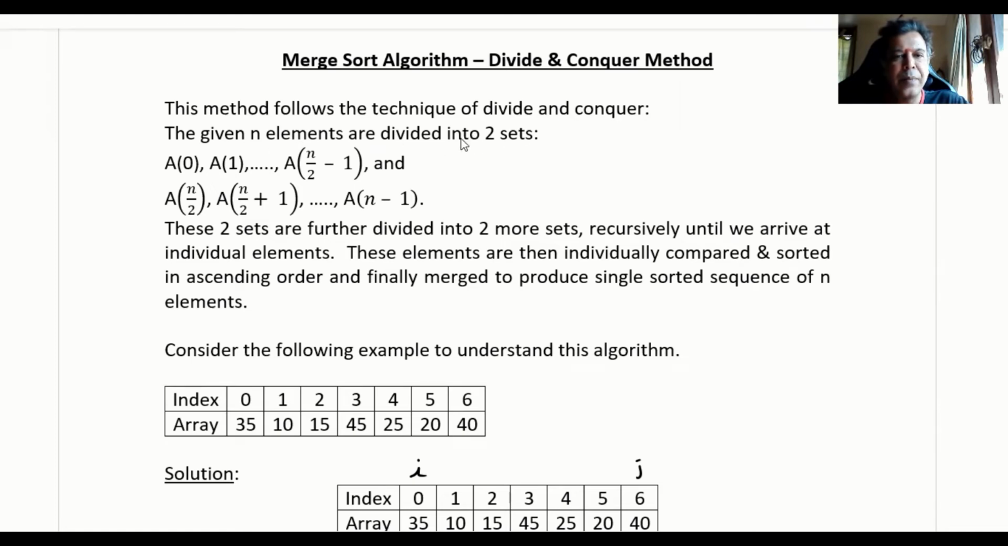For example, if there are n elements that are getting divided into a0, a1, and so on up to a(n/2 - 1), and then again a(n/2), a(n/2 + 1), and so on up to a(n-1). Totally, there are n elements in that array. These two sets are further divided into two more sets recursively until we arrive at individual elements. These elements are then individually compared and sorted in ascending order and finally merged to produce a single sorted sequence of n elements. We will understand this algorithm through this example.